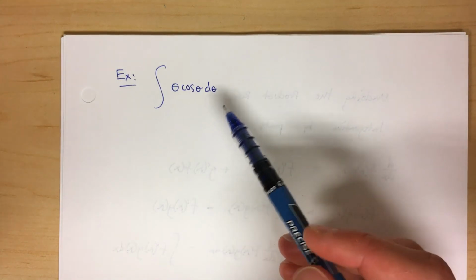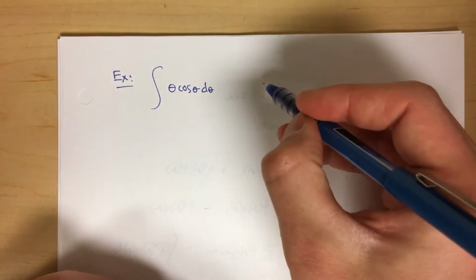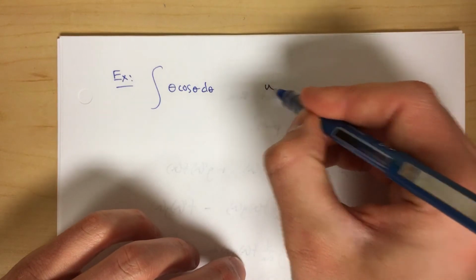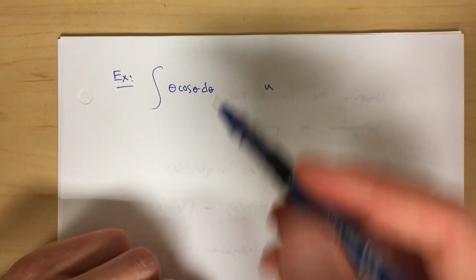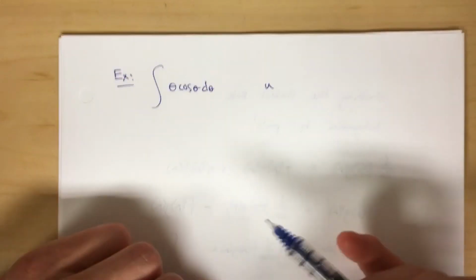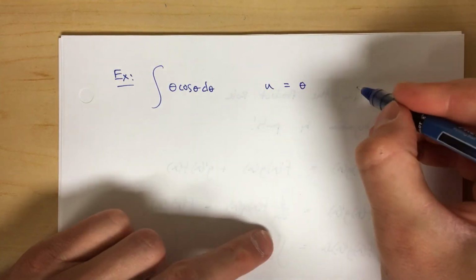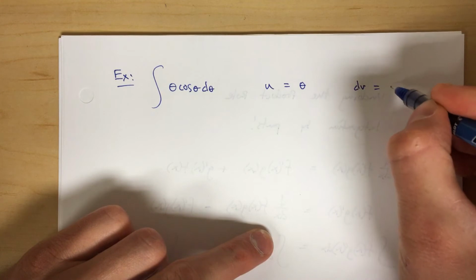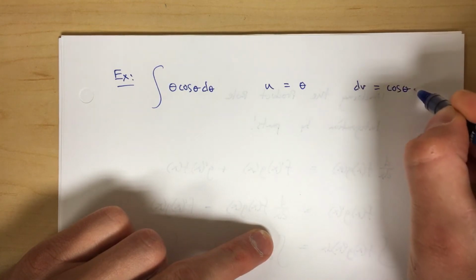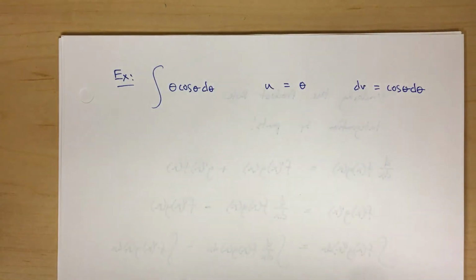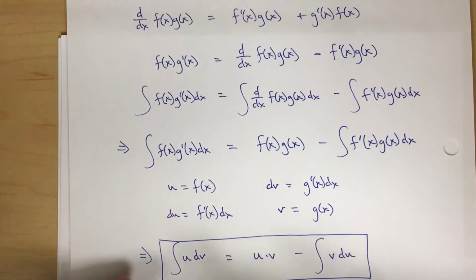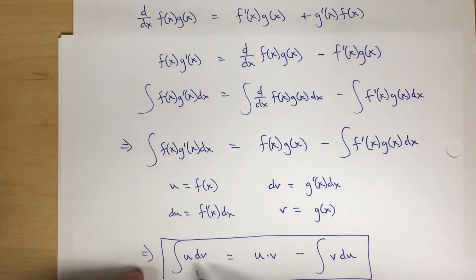So let's just try one and see. All right, you kind of have to just see what happens, because both of those things are easy to antidifferentiate and differentiate. So let's let u be theta, and let's let dv be cosine theta d theta. Okay, remember, you need the antiderivative of u dv.